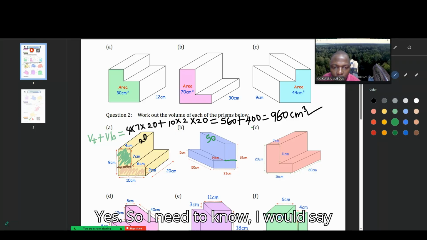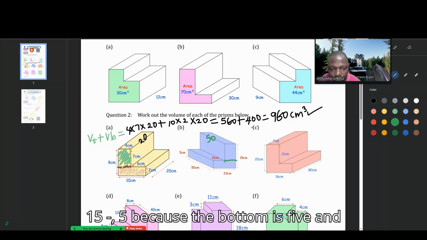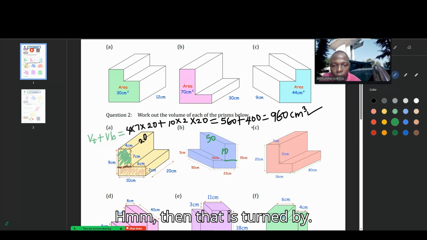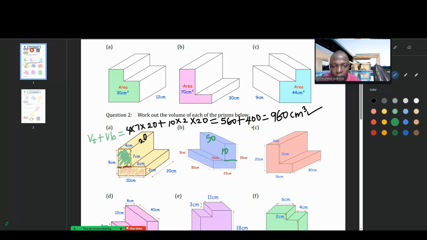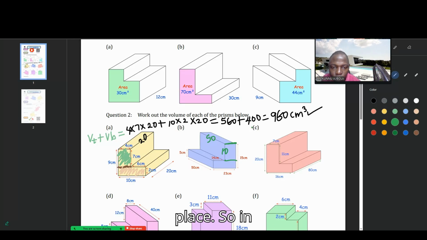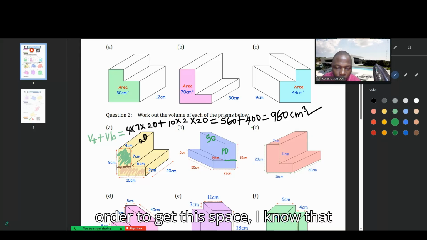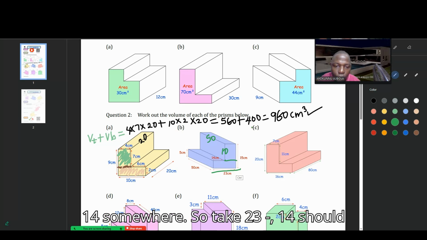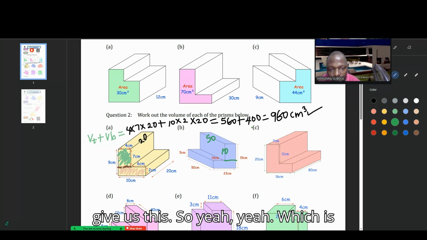I would say 15 minus 5, because the bottom is 5 and the total is 15. So I got 10 here. Then that is 10 by 50. Then I need another dimension here, this place. I know that this whole thing is 23 and I have 14 somewhere. So take 23 minus 14.